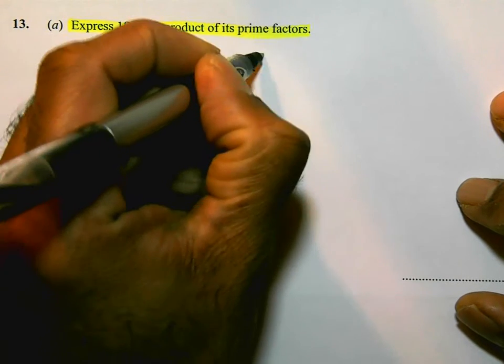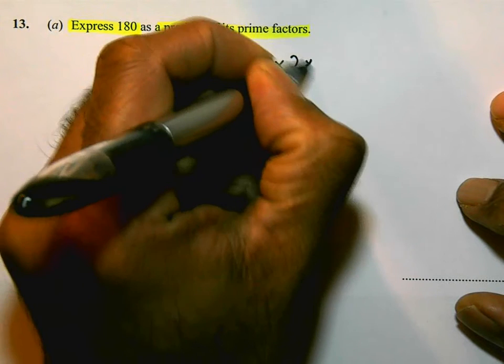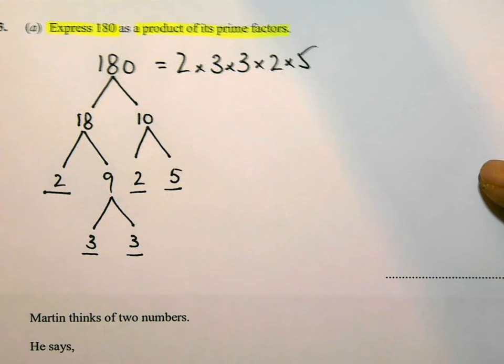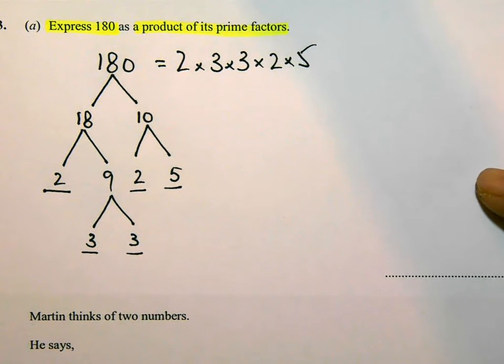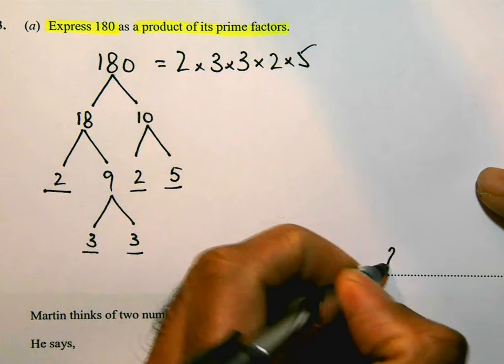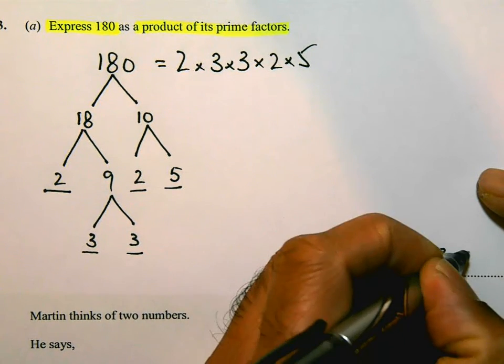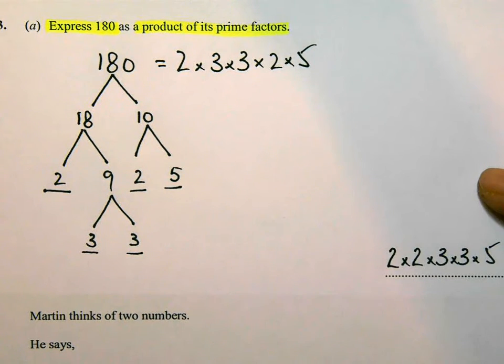Okay, I'm going to put them in order in the answer space. So in the answer space, I'm going to write them as 2 times 2 times 3 times 3 times 5. And there's my result. Okay, going on to part B.